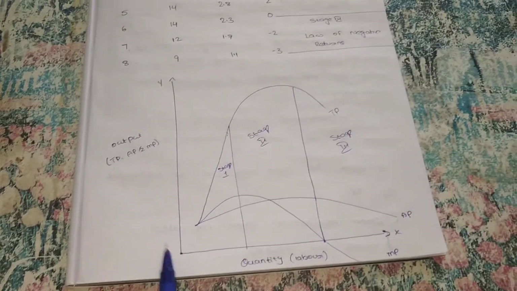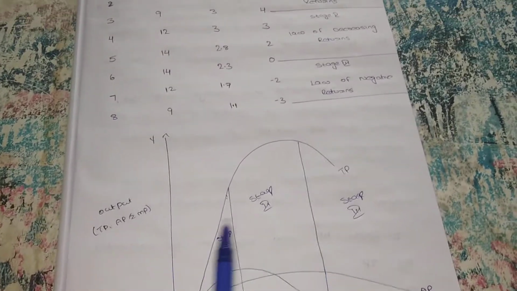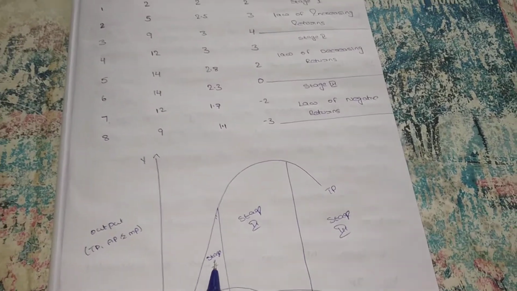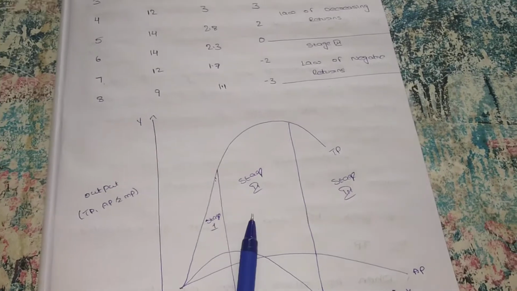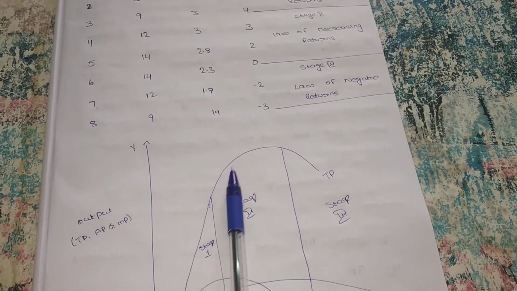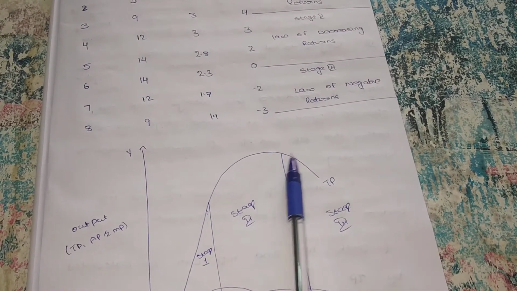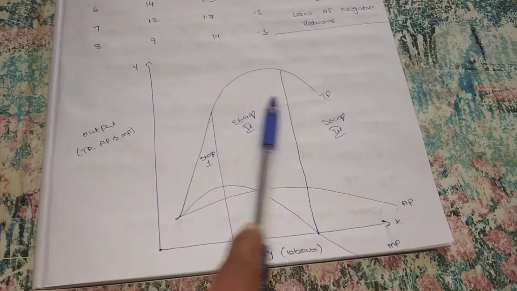Let's see here. This is the law of variable proportions table schedule, and it's a graph. There are three stages. The marginal productivity at stage 1 is at an increasing stage. At the second stage, it is at a declining stage. Then at the third stage it becomes negative, and this is the total product.